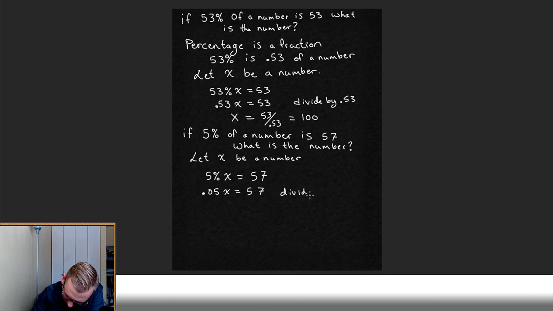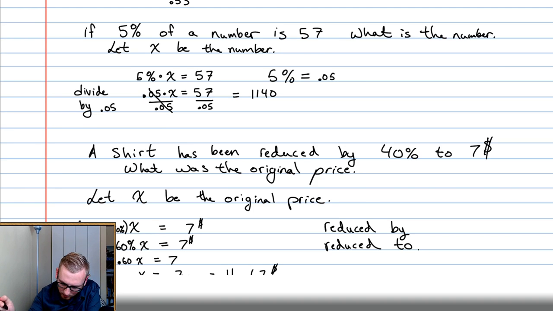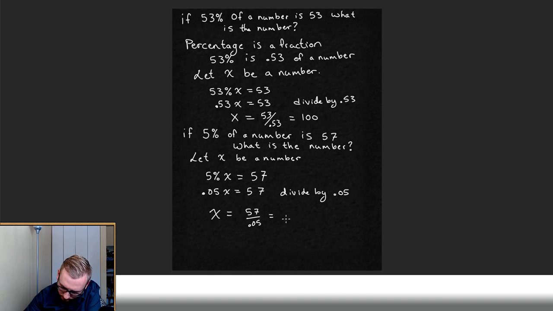Divide by 0.05. So then we'd have x is equal to 57 over 0.05, which equals, what did we say? 1140. Okay. Good.